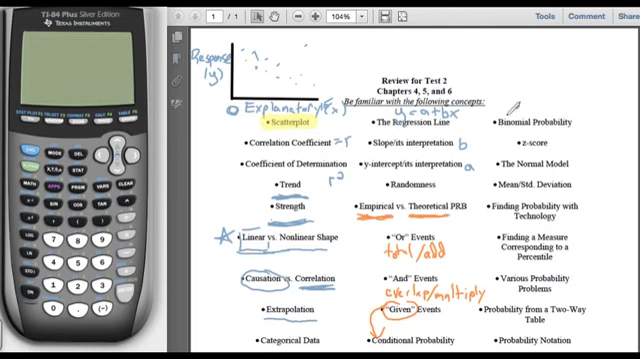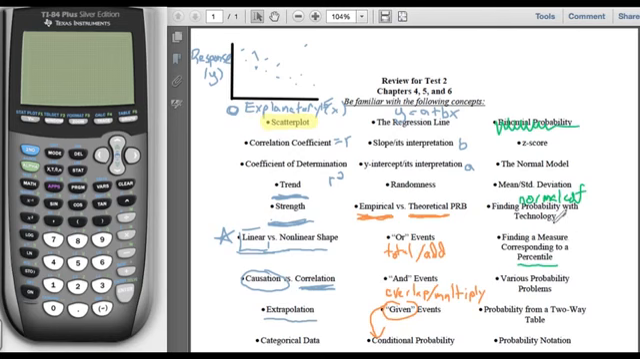Moving to this next column, you'll see some chapter 6 terms. This first term, binomial probability, is something that we did not cover. This will not be on the next test. This was cut for the sake of time. You do need to be familiar with z-score, the normal model, bell-shaped distribution, how the mean and standard deviation apply to that normal model. Finding probability with technology that refers to using normal CDF on your calculator.